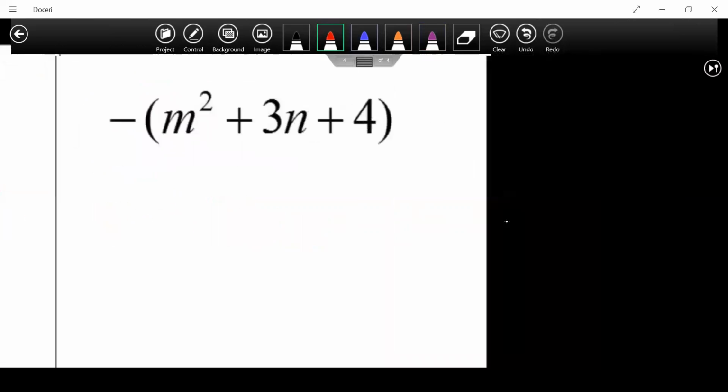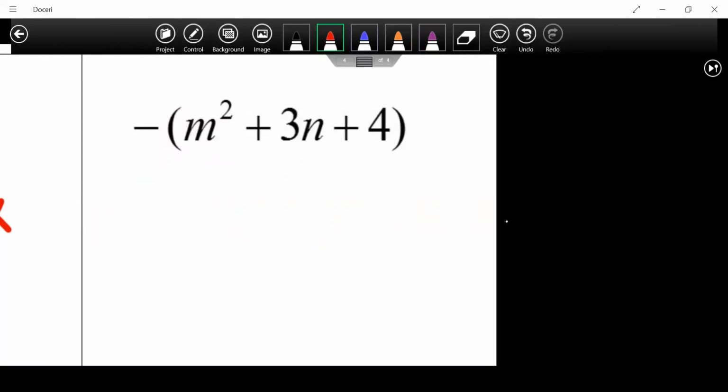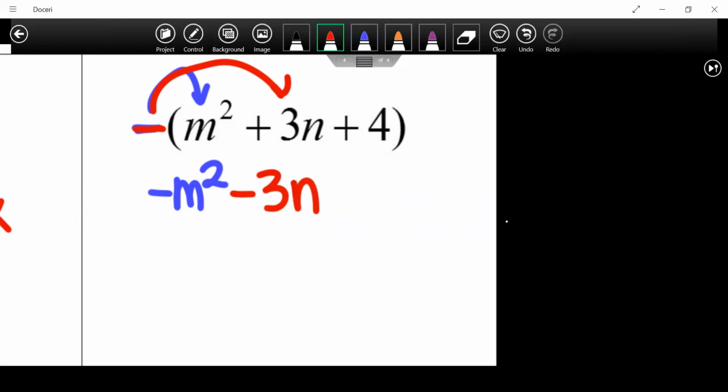Last but not least, we have our variable here. What does our outside number represent? What does that negative represent? Negative 1. So what we're really doing is we're just multiplying everything times a negative. Some of you guys are just able to see that you're just doing the opposite. So negative times m squared, negative m squared, negative times 3n, negative 3n, and then last but not least, negative times a positive 4. Easy.